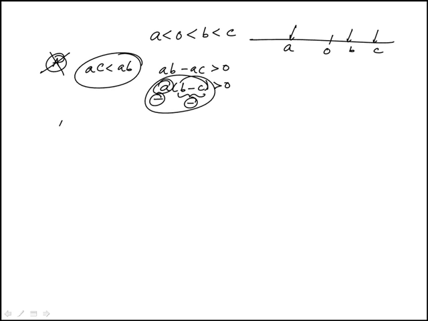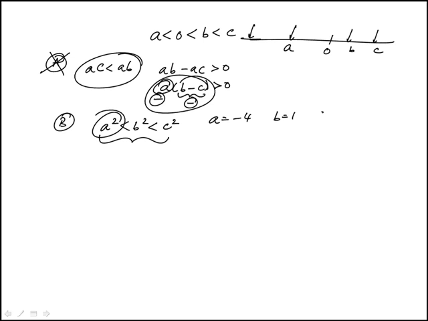So A is out. If I look at B, A squared less than B squared less than C squared. So here the key thing is that if A is far enough, meaning it's a negative number, but if it has a large magnitude, then if I square it, it may not be less than B squared and C squared. So for example, if A is minus 4, B is 1, and C is 2, this would be 16, which is not less than 1 squared, less than 2 squared. So the answer is B.